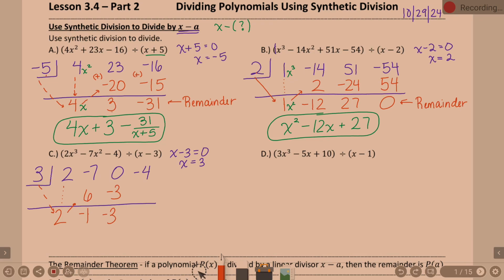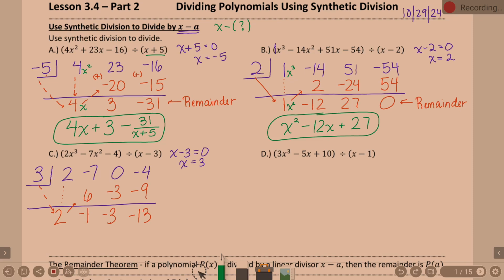We're going to multiply. Back to the 3 always. 3 times negative 3 is negative 9. And then we're going to add. Negative 4 and negative 9 is negative 13. Okay. What is that negative 13? That's your remainder, yes? Okay.